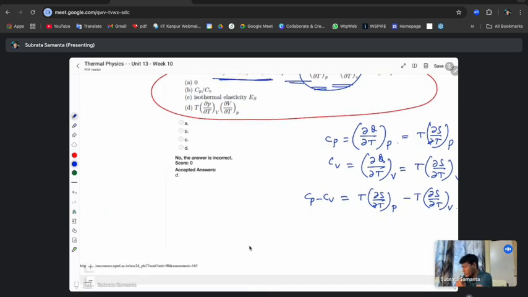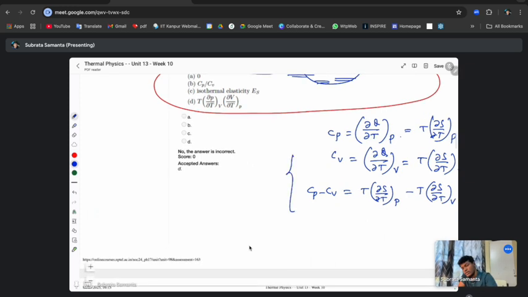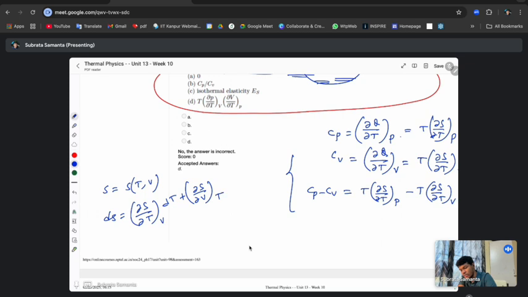So how to compute this? I think we already worked with this. S is a function of T and V, basically a function of two variables. So ds, the total derivative, equals the partial derivative del S del T dT plus del S del V at constant temperature times dV.